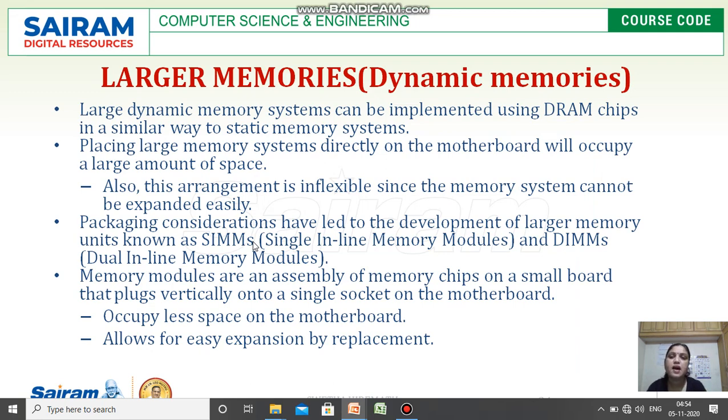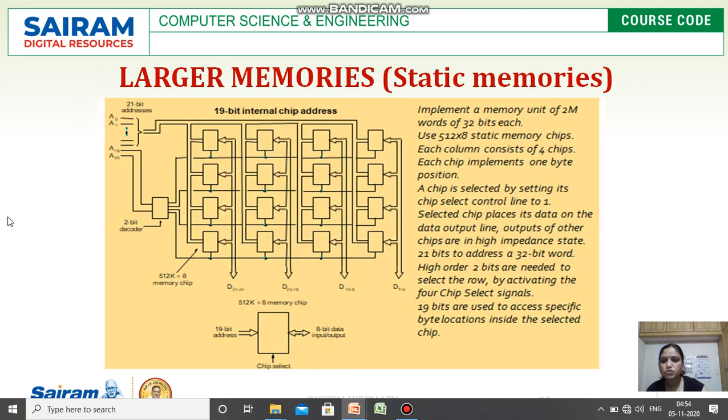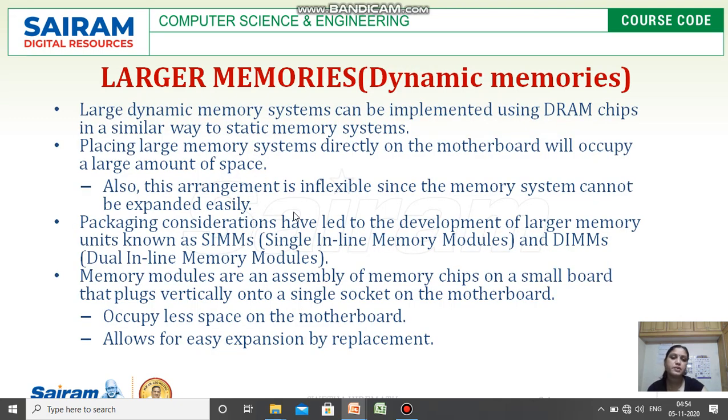Dynamic memories: a large dynamic memory system can be implemented using DRAM chips in a similar way to the static memory chip. The only difference here is that we are going to use the chips as dynamic RAMs. That is, each cell will consist of one capacitor and one transistor in order to keep the charge in the circuit. Placing large memory systems directly on the motherboard will occupy a large amount of space.